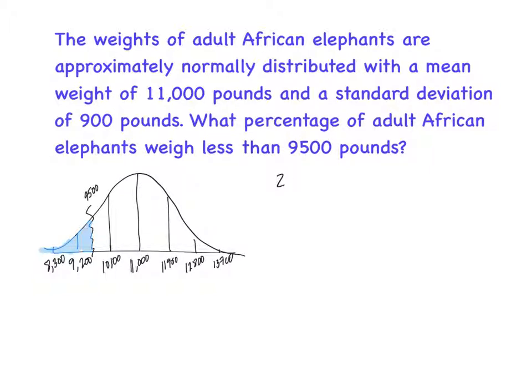So z is the observed value, that would be 9,500 in this case, minus the mean, which is 11,000, divided by the standard deviation, which is 900. When we put that in the calculator, make sure that you put parentheses around the top, or push enter and then divide by 900. And we get a z-score of negative 1.667, which shouldn't be surprising: this is our mean, this is negative 1 z-score, this is negative 2 z-scores, so we are in between negative 1 and negative 2.